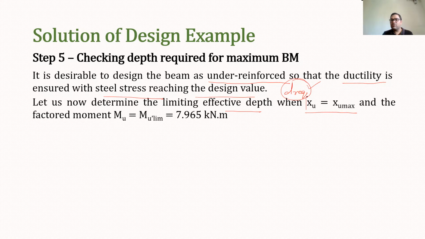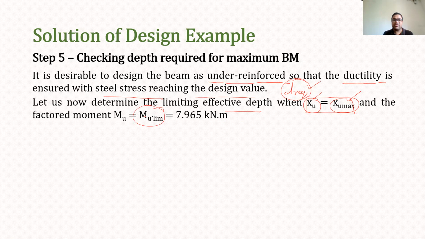XU is the actual depth of neutral axis, and XU max is the maximum depth of neutral axis. In case of a balanced section, the depth of neutral axis is expressed as XU max. In case of an under reinforced or over reinforced section, the depth of neutral axis is considered as XU. So when we consider our section to be equivalent to a balanced section, XU will become equivalent to XU max. And ultimately, the moment of resistance of our section will become equivalent to the moment of resistance of the balanced section.